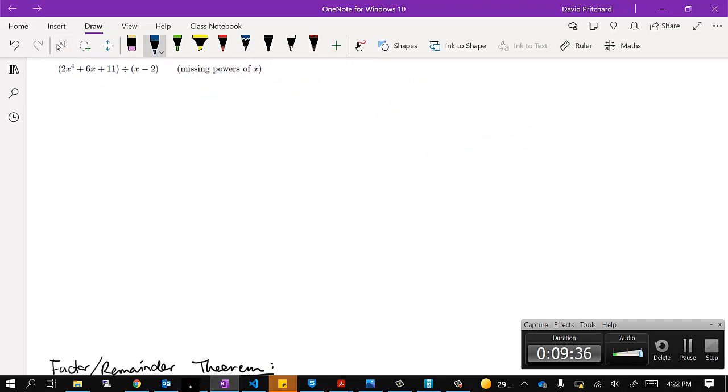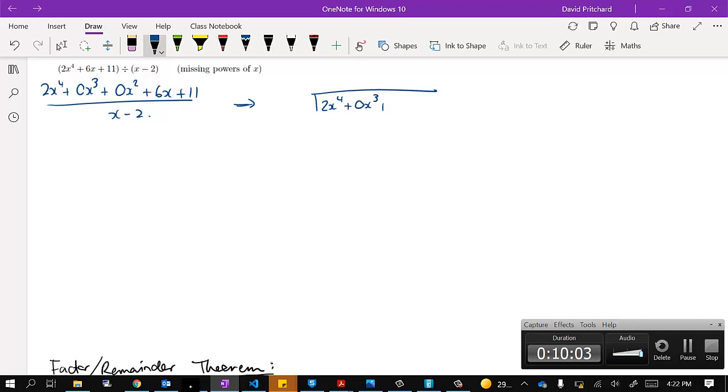So that means that we want to look at this as 2x to the power of 4 plus 0x cubed plus 0x squared plus 6x plus 11 over x take 2. Now when we do that, it means that we can keep track of it a little bit better. So 2x to the power of 4, 0x cubed, 0x squared, 6x and 11, and dividing by x take 2.